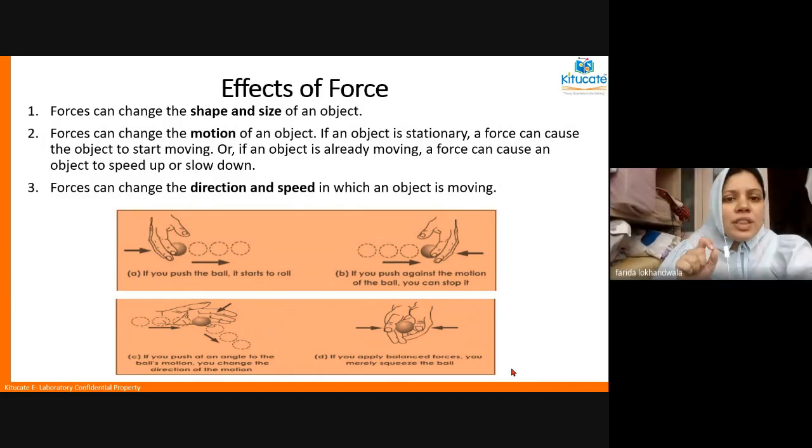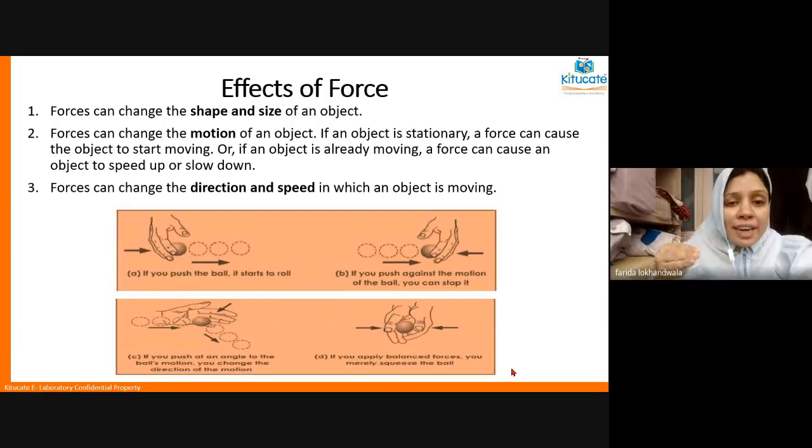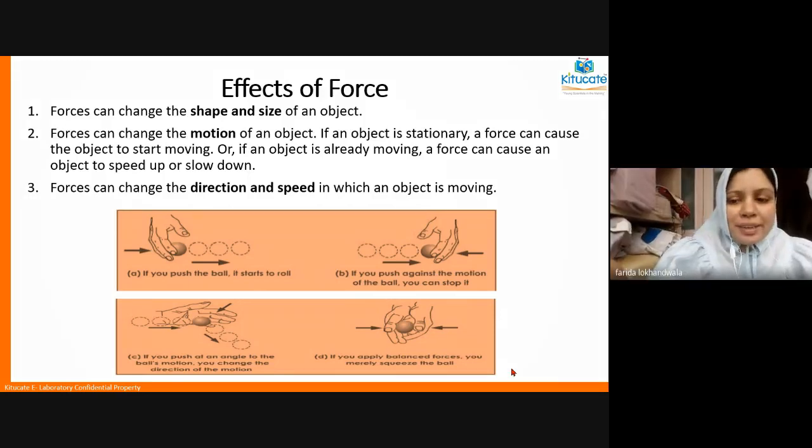Okay. So these are the effects of the force. Force is either push, pull, stretch, squeeze, whatever we spoke about. And what effect it produces are all these kinds of effects. Okay, clear? Clear, everyone? Yes, ma'am. Okay, we'll go to our next slide.